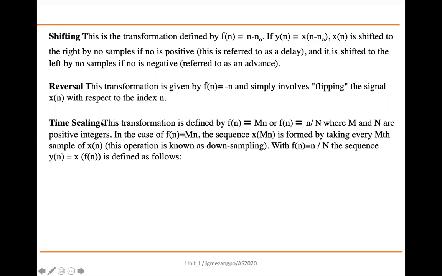Now time scaling. The transformation is defined by f of n equal to m of n, or f of n equal to n divided by m, where m and n are positive integers. In case of f of n equal to m of n, the sequence x of m of n is formed by taking every mth sample of x of n. This operation is known as downsampling, which means if you have a scaling that is a positive integer, your signal will shrink.